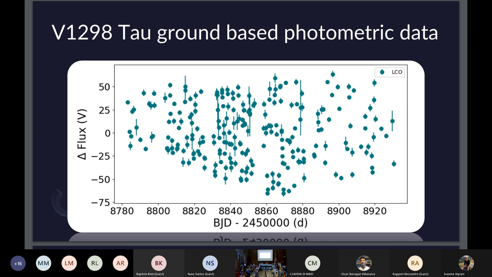Then we wanted some nice activity indicators because calcium H and K, H-alpha, and these kinds of indicators were kind of a mess in the first data that we had. So we did a ground-based campaign that you have here. And this is what we then used to guide our Gaussian process.